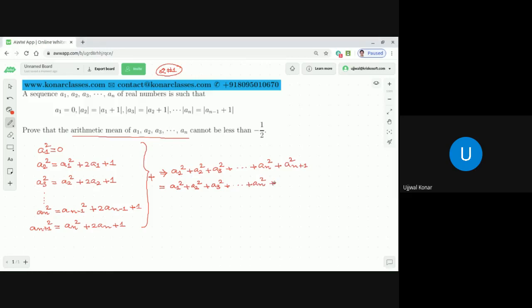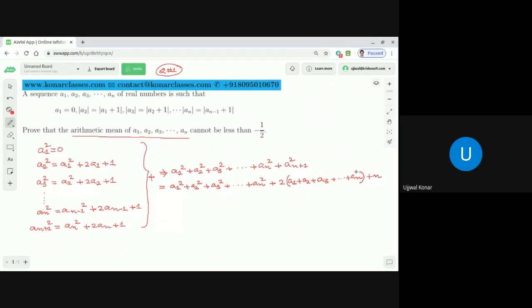Plus, what are we going to get? Plus 2 into a1 plus a2 up to an. Correct or not? Plus 2 into a1 plus a2 dot dot dot up to an, and I can write another term a3 dot dot dot up to an. Plus, if you see, 1 is added n times: 1 plus 1 plus 1 up to n. It is added from a2's term till a n plus 1's term. That is total n. So plus n.